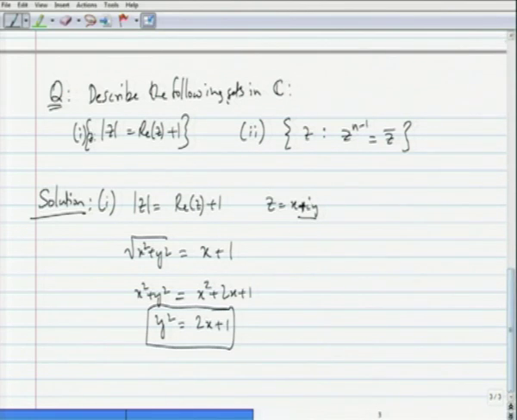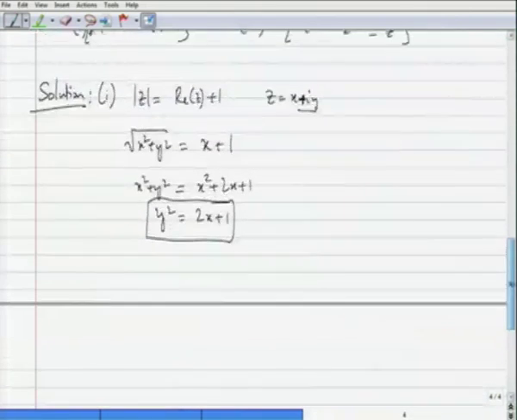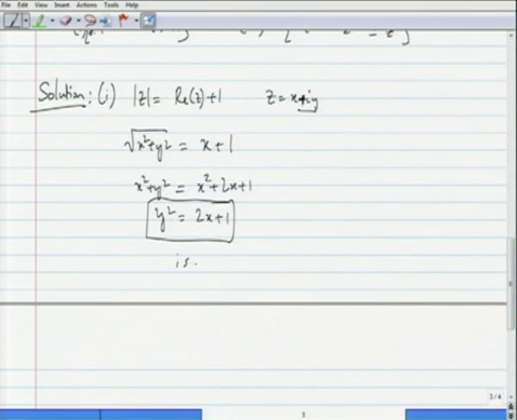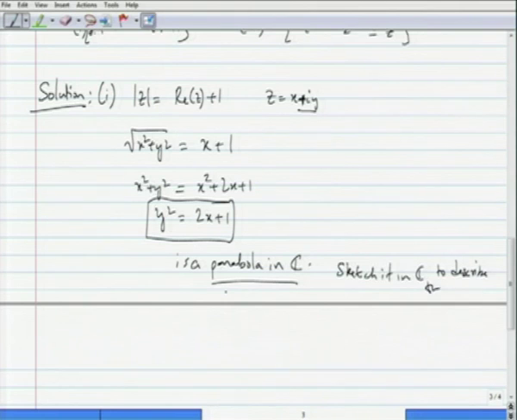And we know that y squared equals 2x plus 1 is a parabola in the complex plane. And you can sketch this parabola. So, this is the parabola in C. This is the description that I am looking for. And sketch it in C to describe the set.